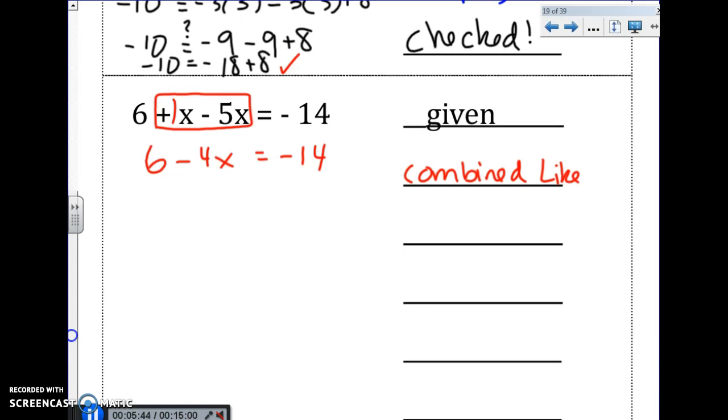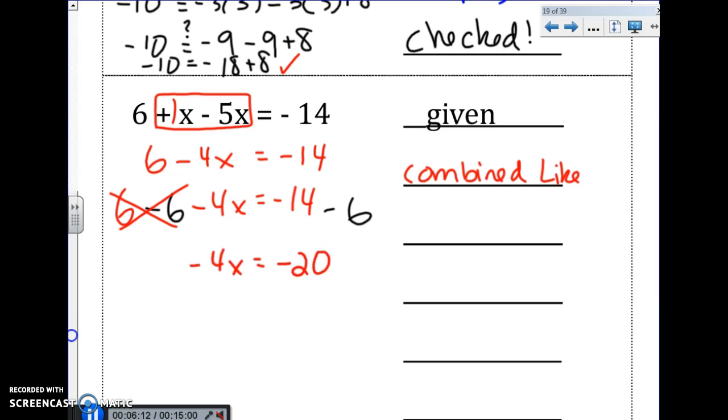Now I'm down. It's completely simplified. I can't add anything else together. I can't multiply anything together. So now I'm ready to do my inverse operations. So the first thing I want to do is subtract 6 from both sides. Okay, 6 minus 6 gives me 0, so they go away. And then I have negative 4x equals negative 20, right? Negative 14 minus 6 is negative 20. So all I did there was subtract 6.